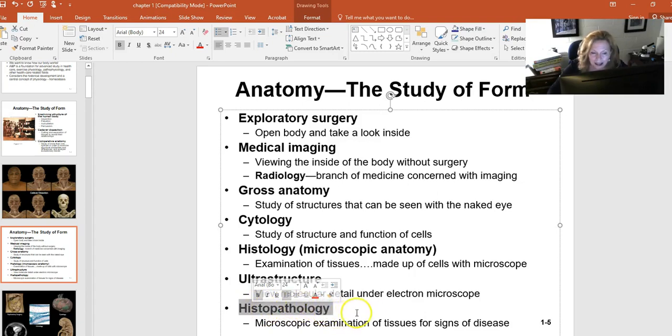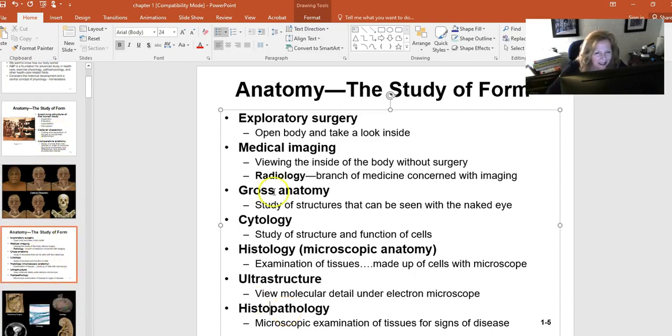Let me give you this word pathology all by itself, because you've heard of pathology. Pathology is the study of disease. Pathos means dark, evil; in medicine it means disease. So it is the study of disease, and histopathology is looking at it at that tissue level. Tissues are made up of cells.